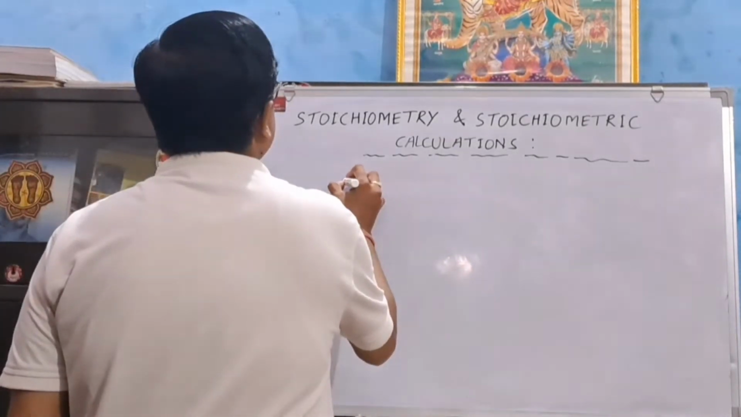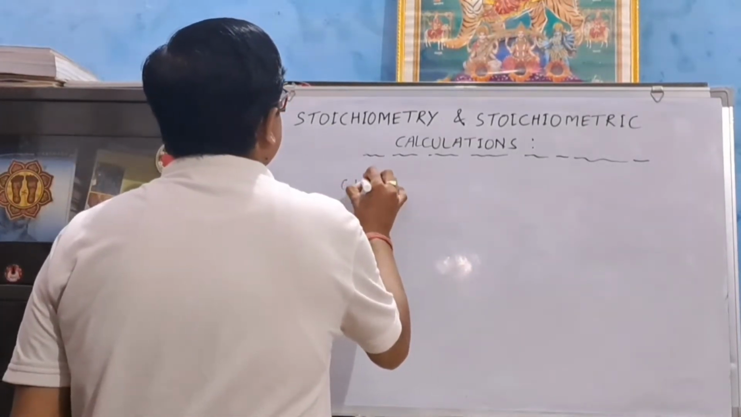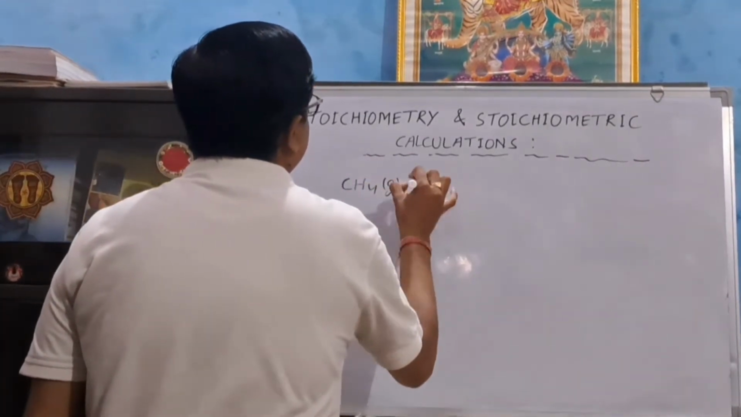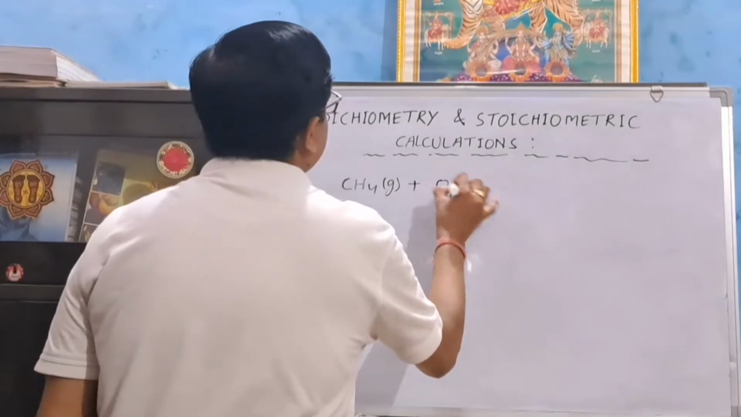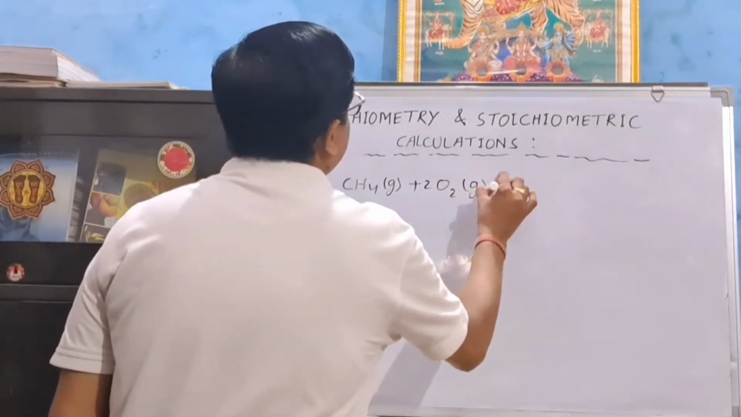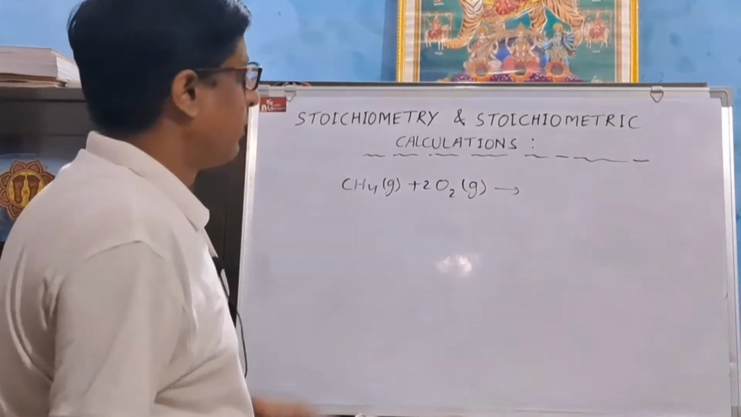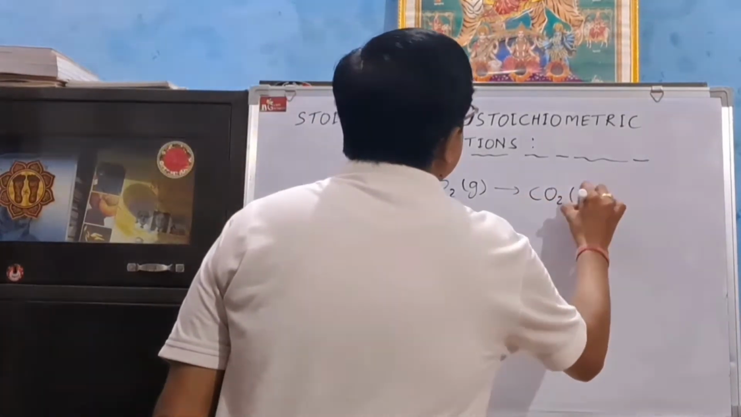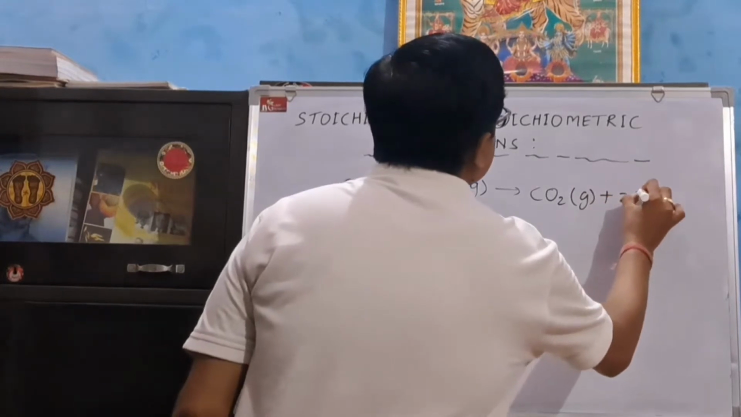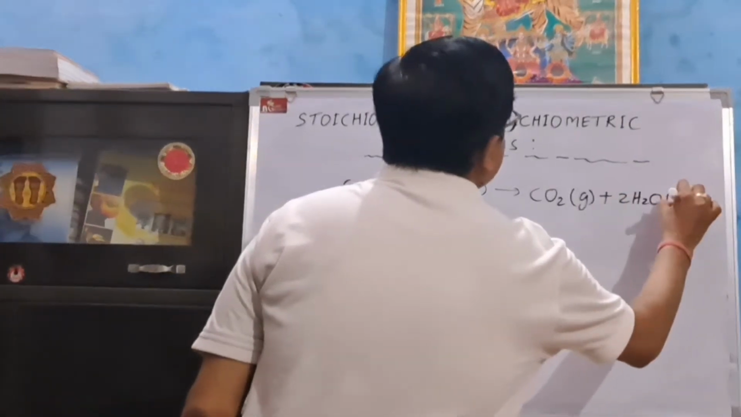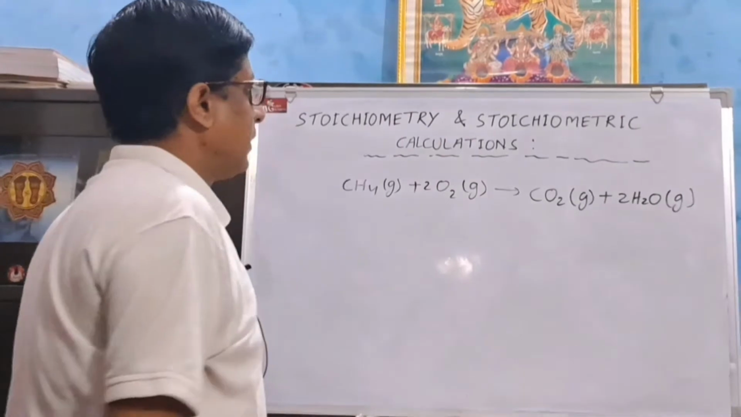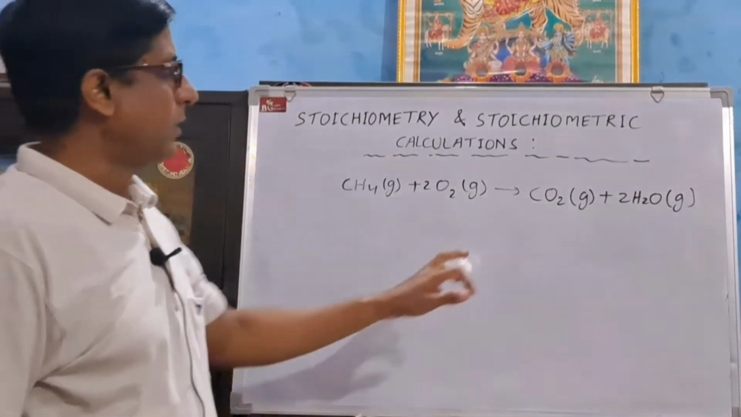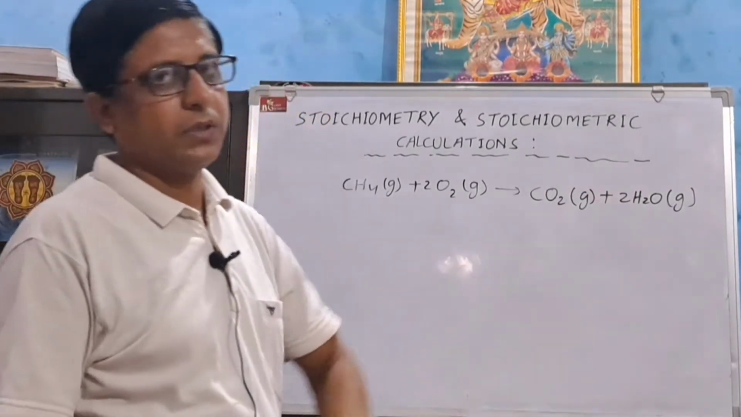The combustion of methane, CH4, this is methane. Combustion of methane in the presence of oxygen takes place according to the following chemical reaction. Here, methane reacts with oxygen to form carbon dioxide and water molecules.